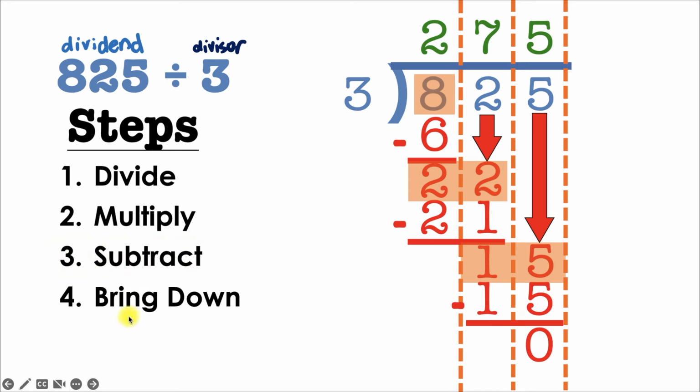Now we can't do step 4 because there's nothing else to bring down. We've already reached the end of our value. And therefore, our final answer is 275.